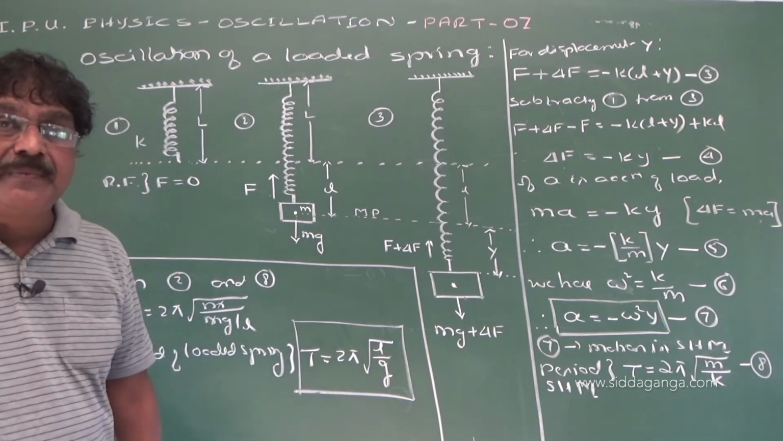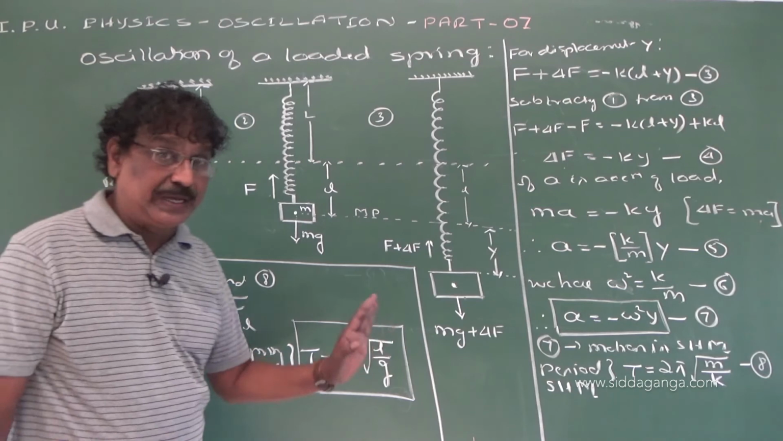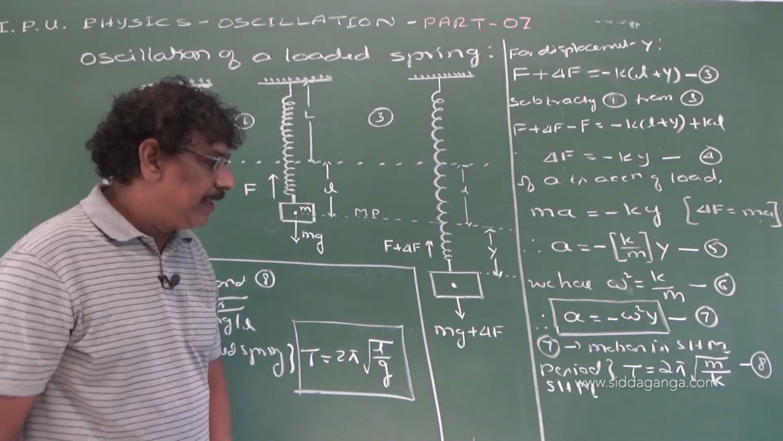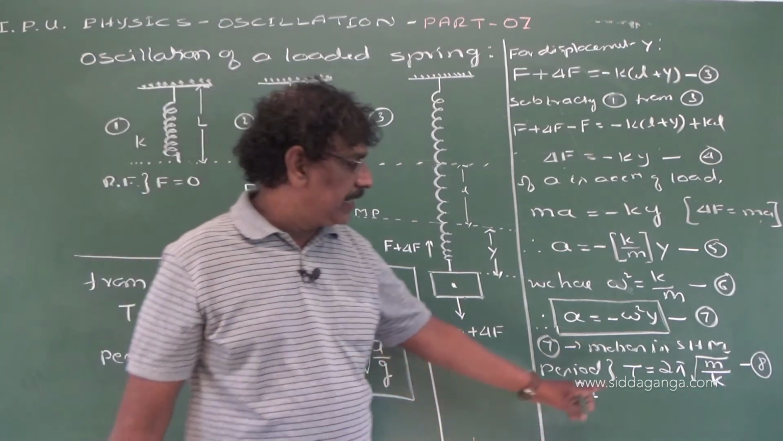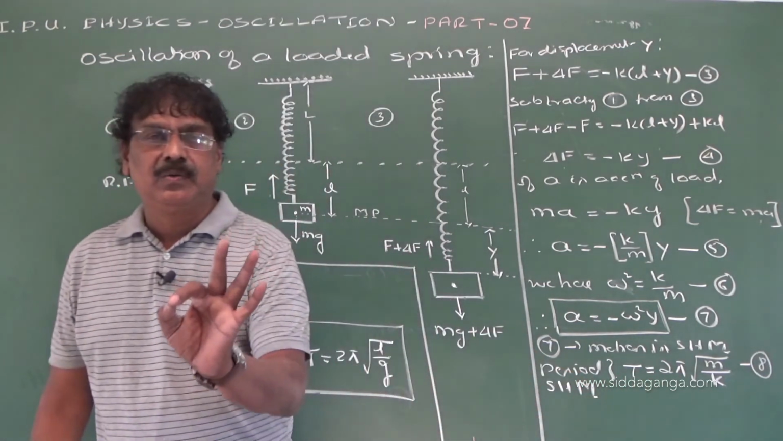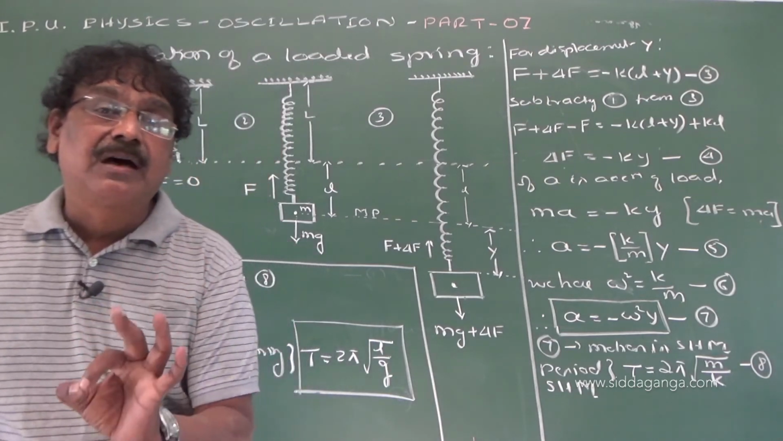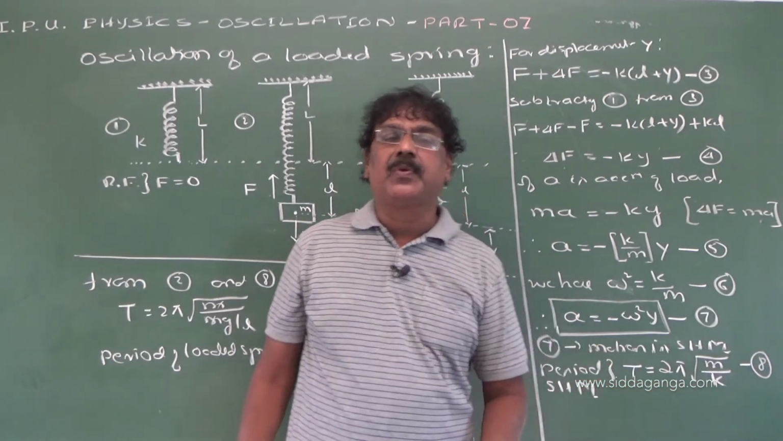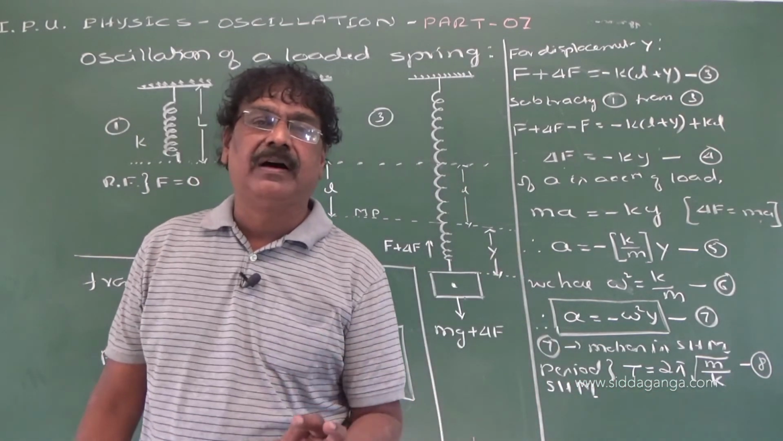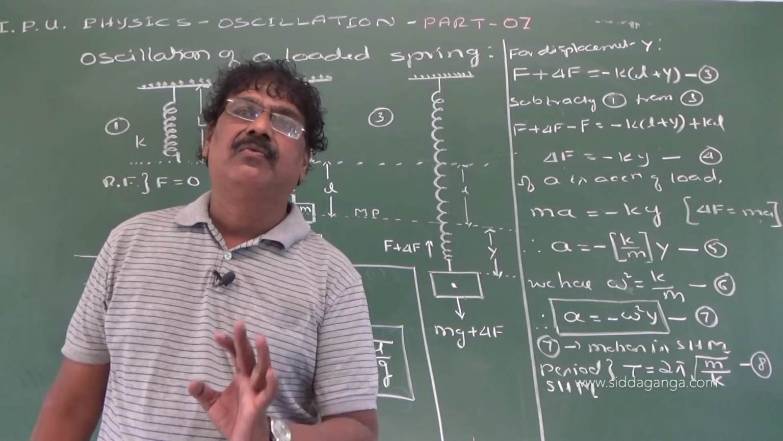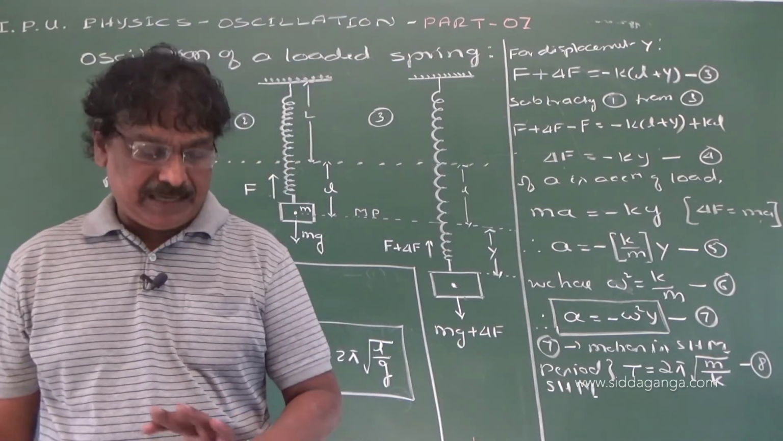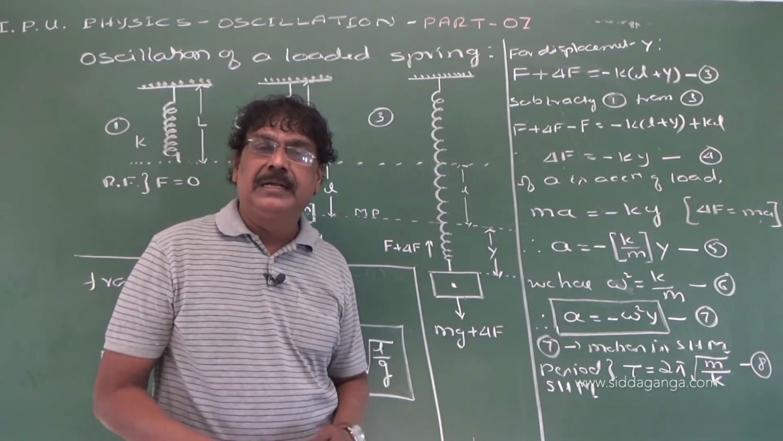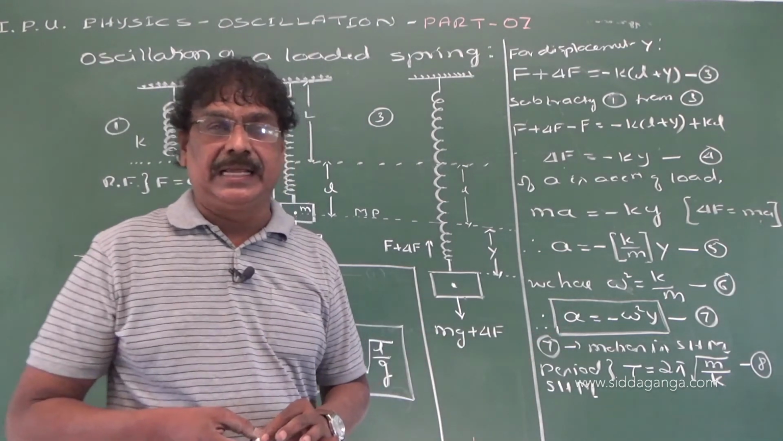Here we have to remember these two cases. How does the period depend upon mass? T is directly proportional to the square root of the mass of the load, and T is inversely proportional to the square root of the spring constant or force constant. We will discuss that in the next class.